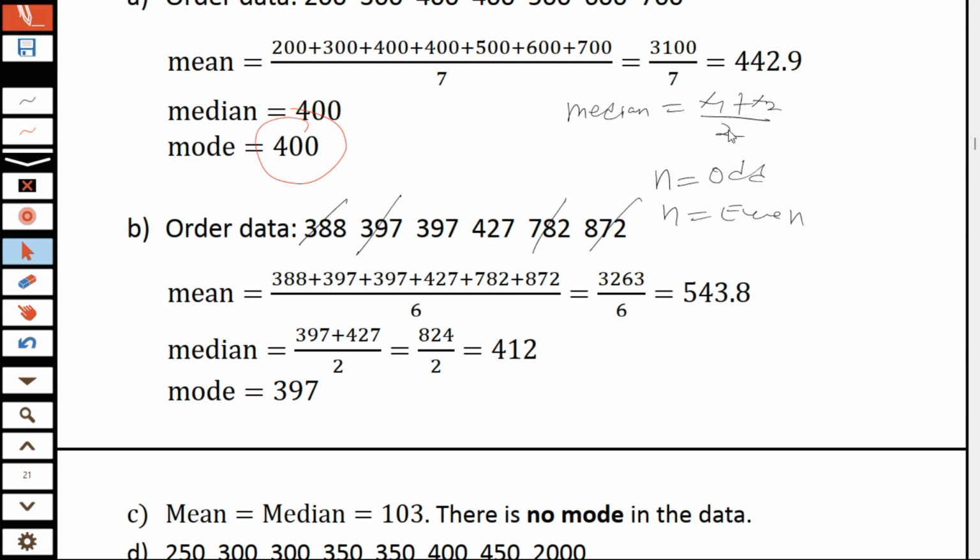427, and you are going to divide it by what? 2. That's the reason why you have seen it here. So once you do the addition and then the division correctly, you are going to get 412 to be what? Our median, right? So what will be our mode? The mode is the most occurring number. That is what the mode is.